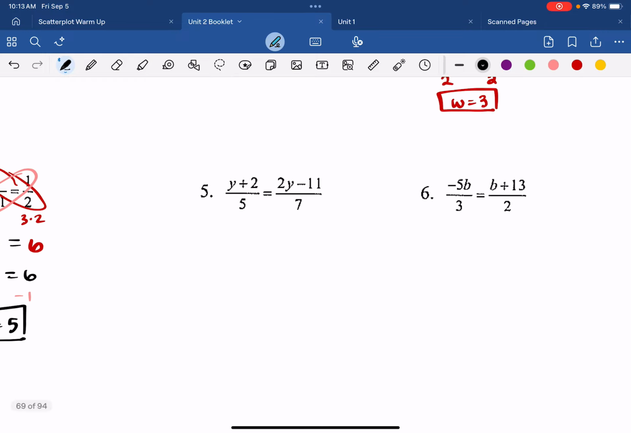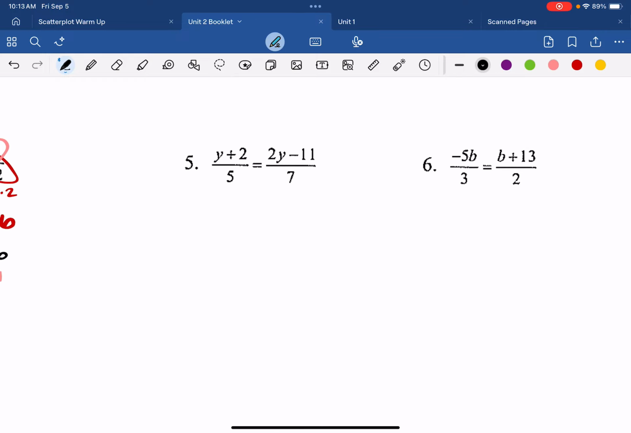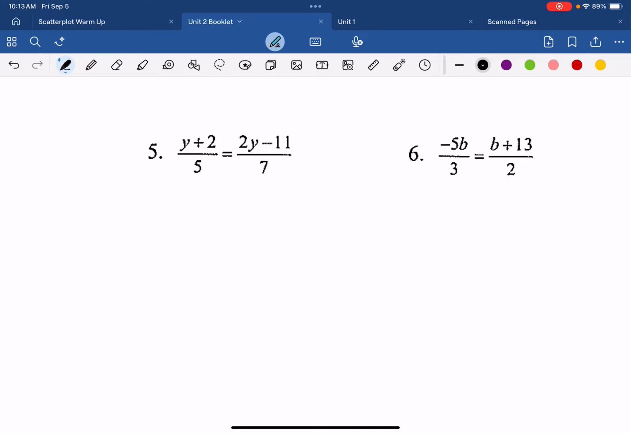All right, I want you to try my next two. Just try them out. They are going to be a little more challenging. Remember, we're multiplying by the quantity. Think about each of these as technically having a parenthesis around them. Okay, go ahead and try to solve.